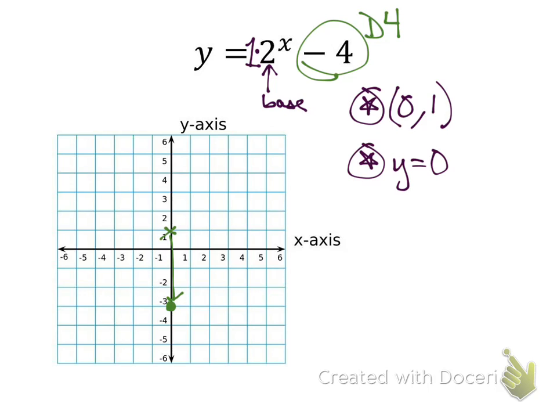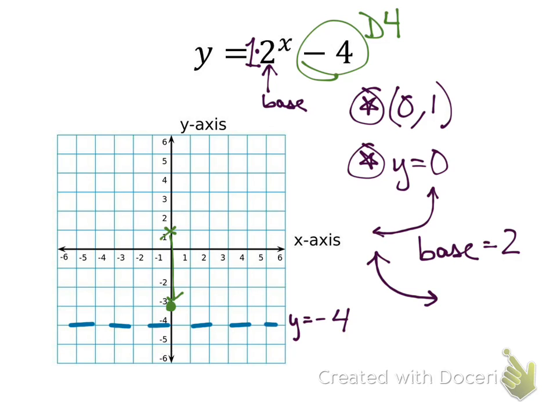The asymptote is also going to move down 4. The old asymptote was y equals 0. Now it's going to move down 4 to be y equals negative 4. Last step is we've got to recognize, are we growing or are we going to decay? And that's where the base comes in. Our base is 2. Is 2 going to make us grow or decay? Because 2 is bigger than 1, it's going to make us grow. So we're going to be really close to this asymptote, and then we're just going to shoot up.